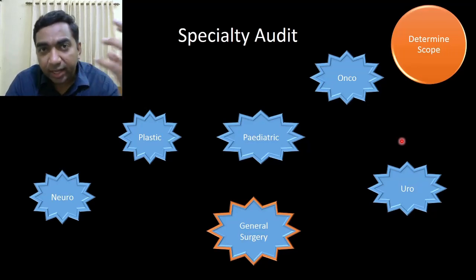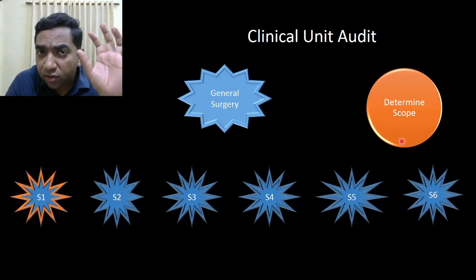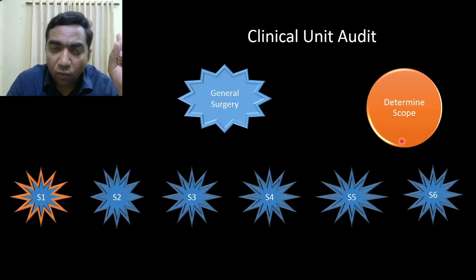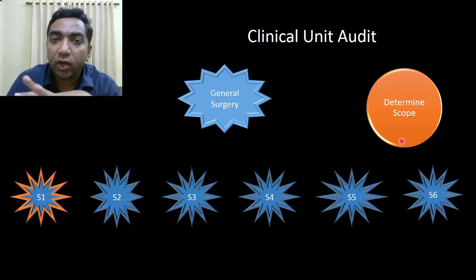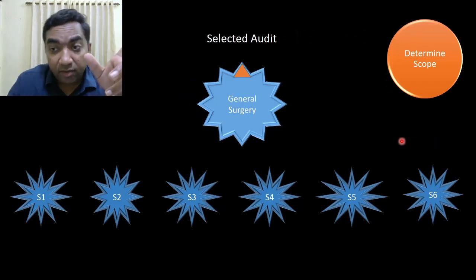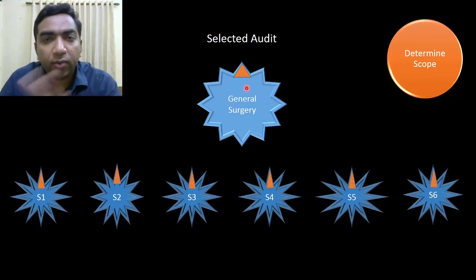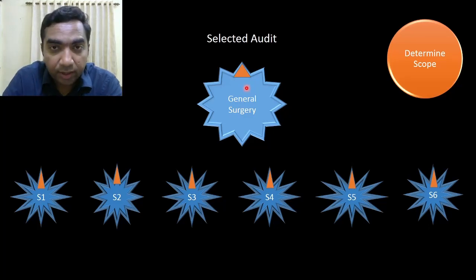And again, we can decrease the scope further. Suppose we know that in general surgery there are different units, maybe S1 to S6 for each weekday. If we are auditing the surgery of one unit, then it is called a clinical unit audit. Again, we can audit just one surgery. In a department, if we are auditing only one surgery in all the units, it is called a selected audit.